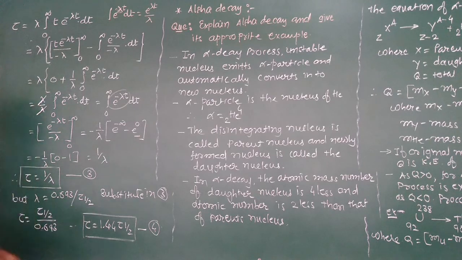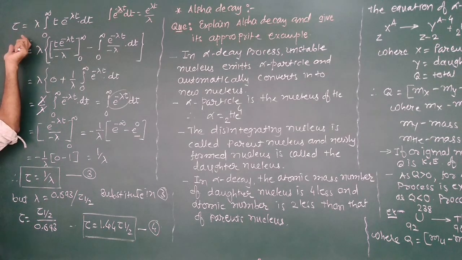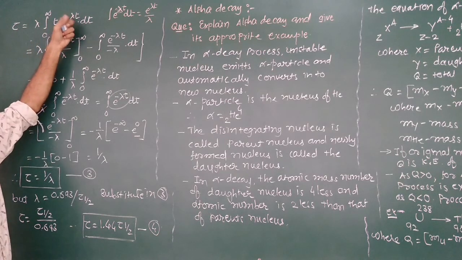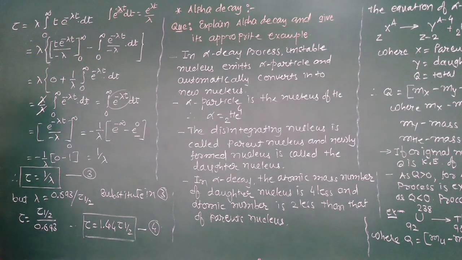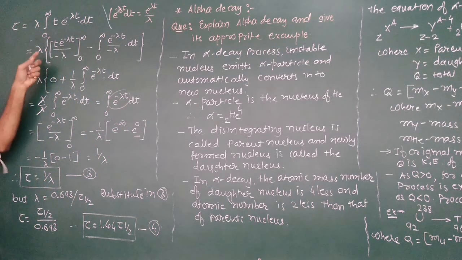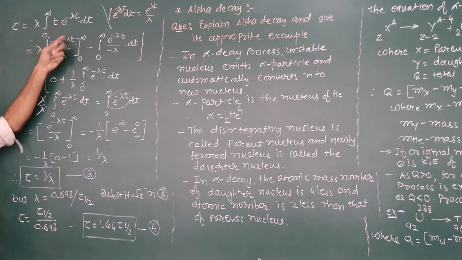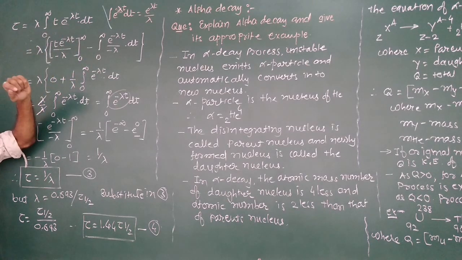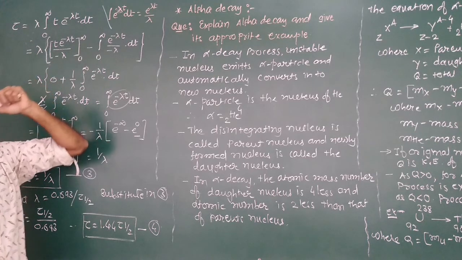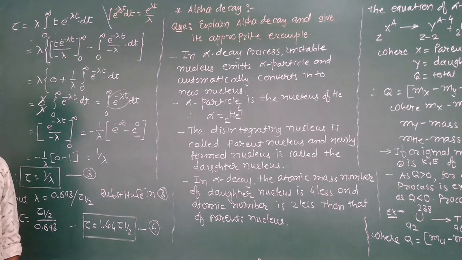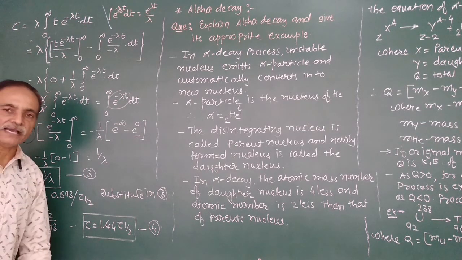Clear? Again, I repeat, equation 2: average life tau is equal to lambda into the integration from 0 to infinity of t into e raised to minus lambda t into dt. Now we are taking the integration of this term. Lambda as it is, t into e raised to minus lambda t divided by minus lambda from 0 to infinity, minus the integration from 0 to infinity of e raised to minus lambda t upon minus lambda into dt. This integration is taken by the law of integration by parts.